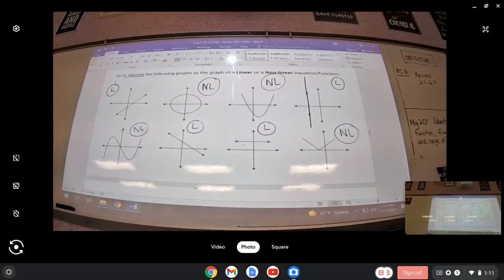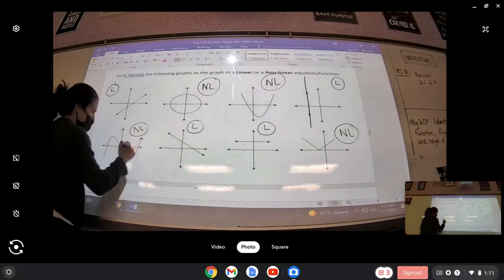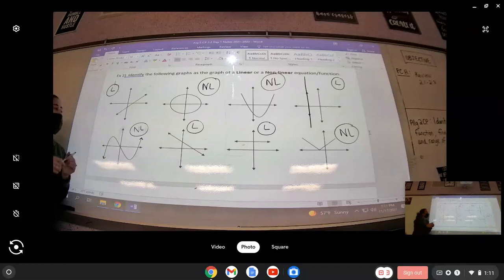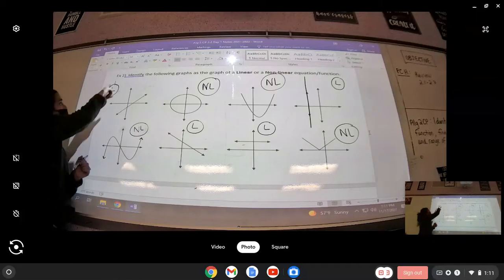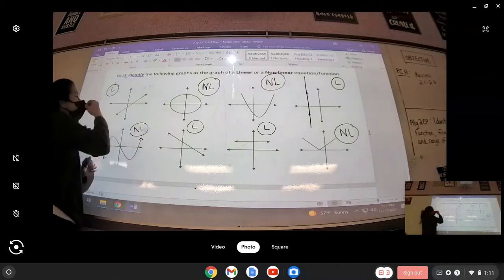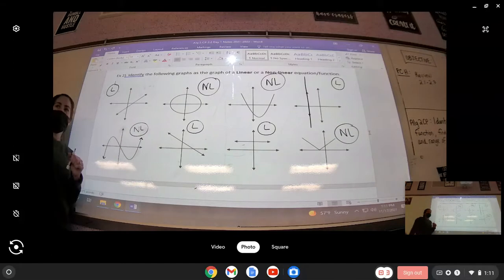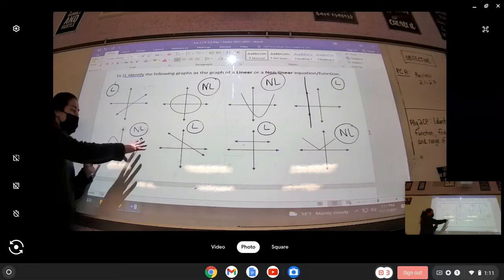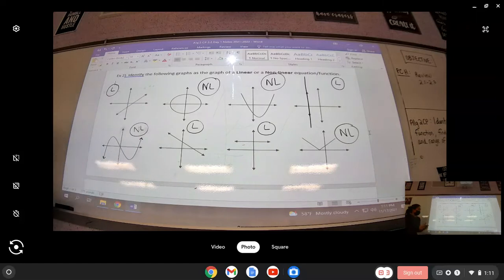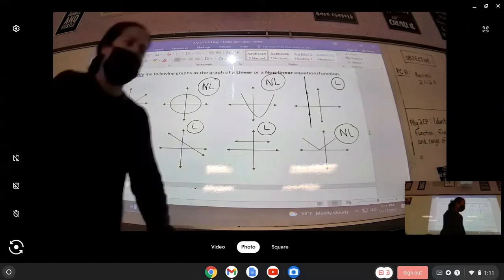Go ahead, Bianca. Why do only the linear ones have arrows on the end? I don't know, because I got lazy when I drew these ones. Because the little tool that I used to insert the lines automatically put arrows on them, but the curved ones didn't. I mean, these go on forever too. Maybe I should have put them. It's just the little symbol that I used. All right, but good observation.